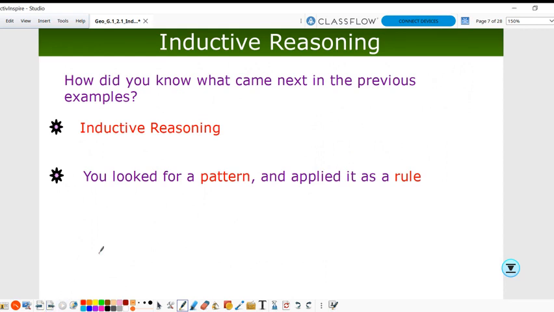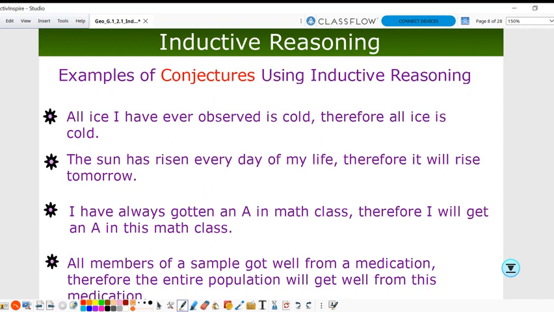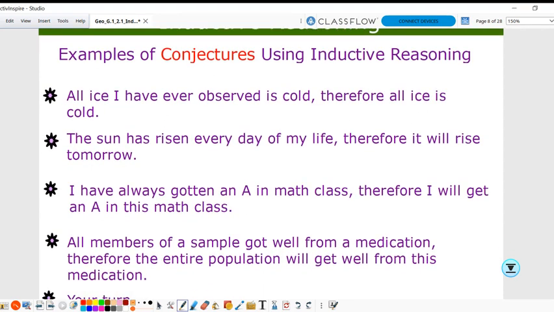We use patterns to identify what will come next. That's using inductive reasoning. You look for a pattern and then apply a rule to the pattern. Here are some examples of conjectures that are using inductive reasoning, and we'll talk a little bit about what a conjecture is. It is an unproven statement based on our observations. So it's just something that we've recognized, and now we're trying to see if there's a pattern.